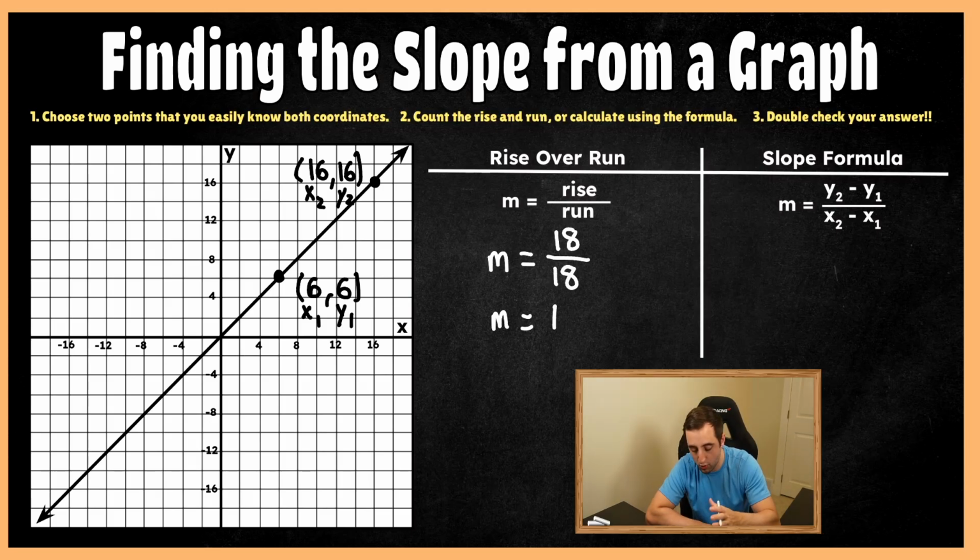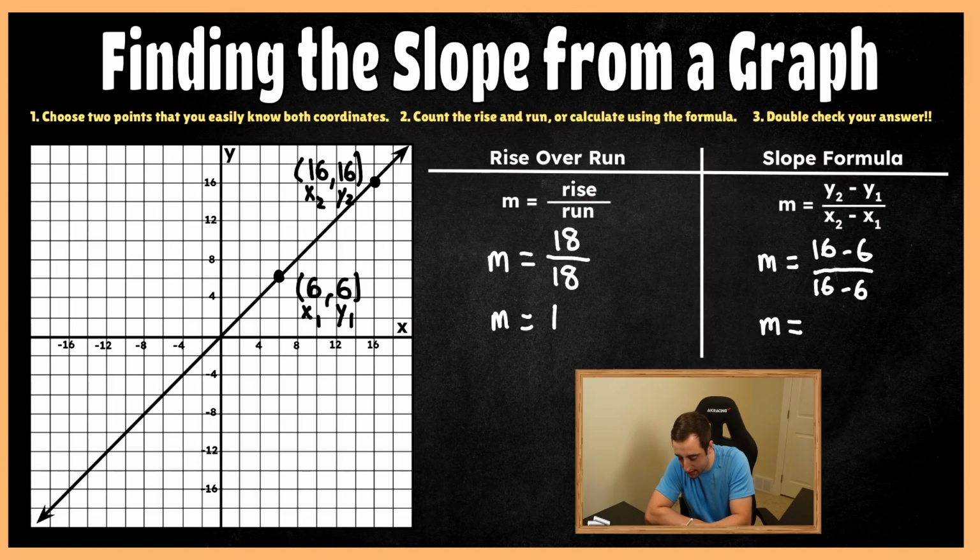And now, once you label these, it's simply plugging and chugging into the slope formula, which is m, or slope, equals y2 minus y1, which is essentially your vertical change, over x2 minus x1, or your horizontal change, in the denominator. So let's plug in our values. m equals y2, which is 16, minus y1, which is 6, all over x2, which was 16, minus x1, which was 6. So we end up getting m equals 16 minus 6, which is 10, over 10. Well, 10 divided by 10, you still end up getting a slope of 1.